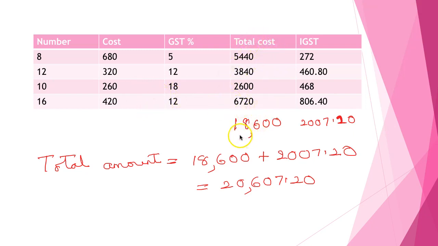Sum of the total cost is 18,600. Sum of IGST is 2,720. So your total amount is 18,600 plus 2,720, which is 20,607.20.